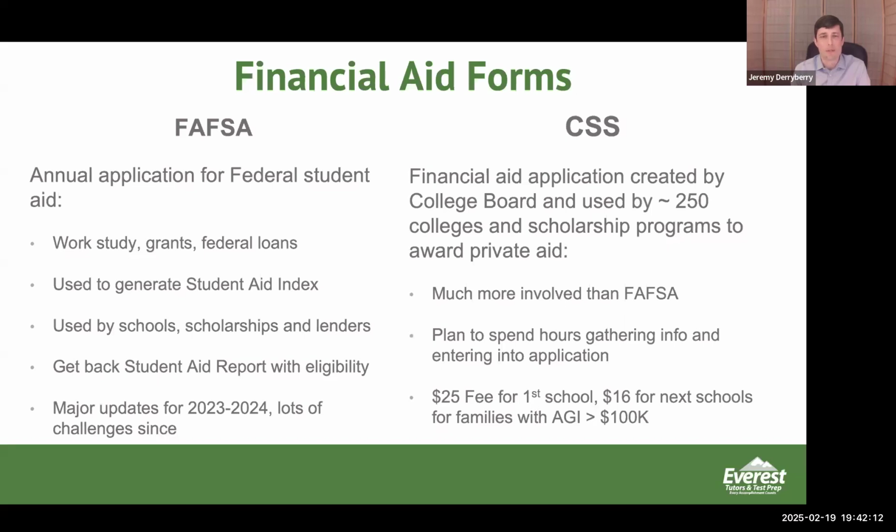It's about, I think, 250 now, so if your child's looking at something like an Ivy League school, something like Northeastern, Syracuse, some other places like that, places where you are probably going to want to have financial aid, you may expect to have to fill it out. There's a fee for it for most families. It's $25 and then $16 for subsequent schools.